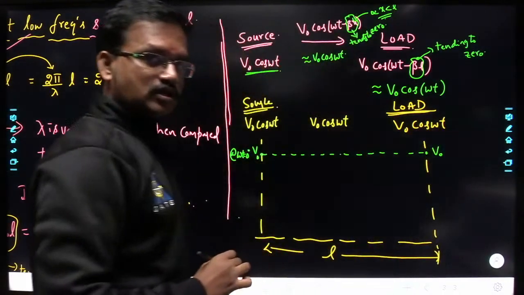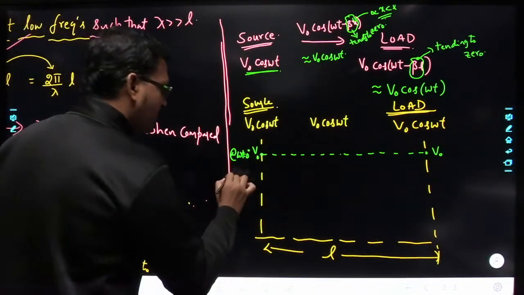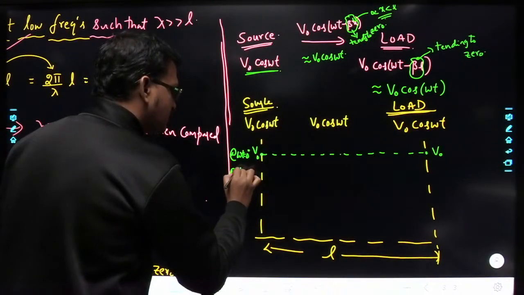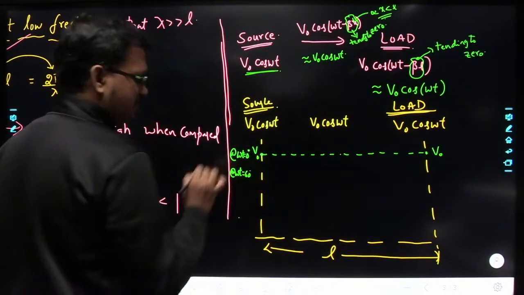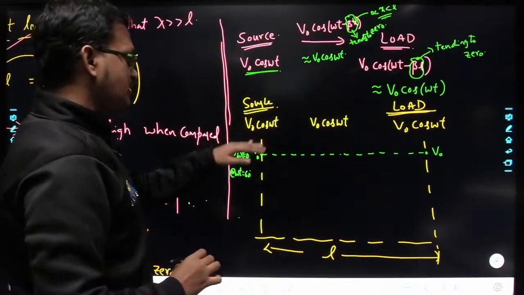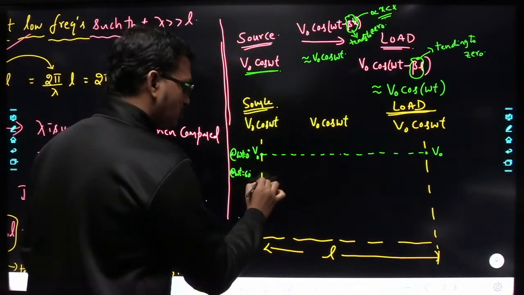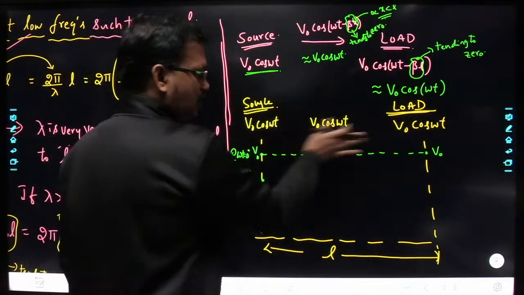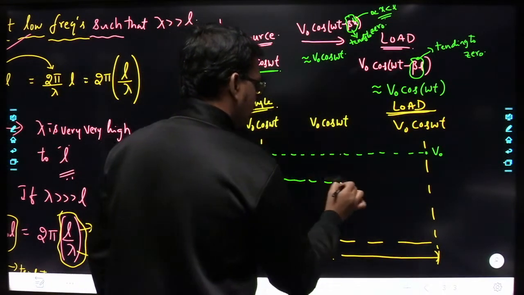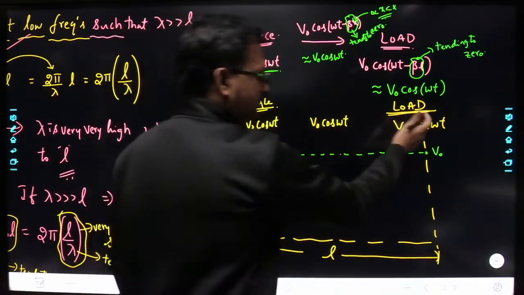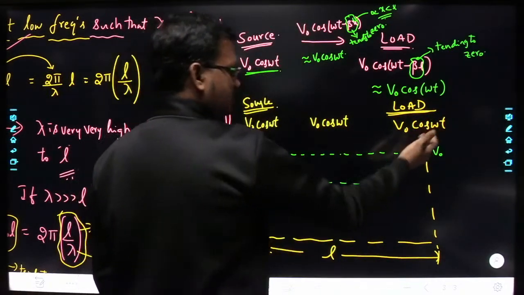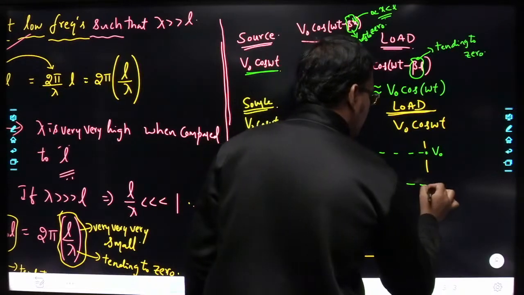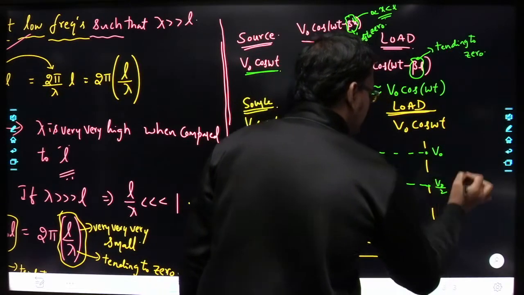Okay, next, at omega t equal to 60 degrees, what is the voltage at the source? It is V naught by 2. On the line it is also V naught by 2, and at the load the voltage will be the same, V naught by 2.